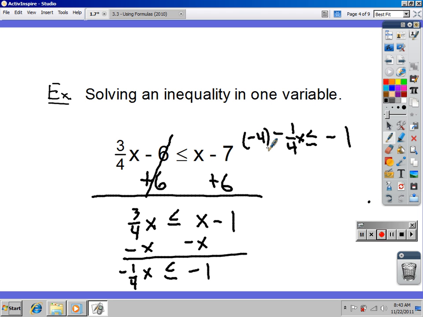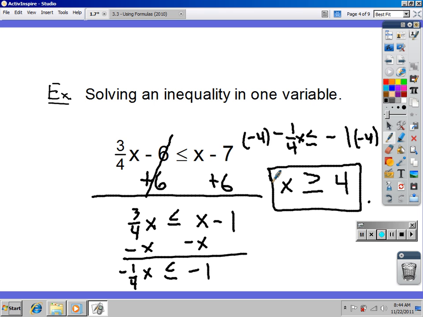If I multiply both sides by negative 4, notice on this step I am multiplying by a negative. I need to reverse the inequality. On the left-hand side, I'm just left with an x, and negative 1 times negative 4 is 4. My final answer is that my solution is all real numbers x that are greater than or equal to 4.